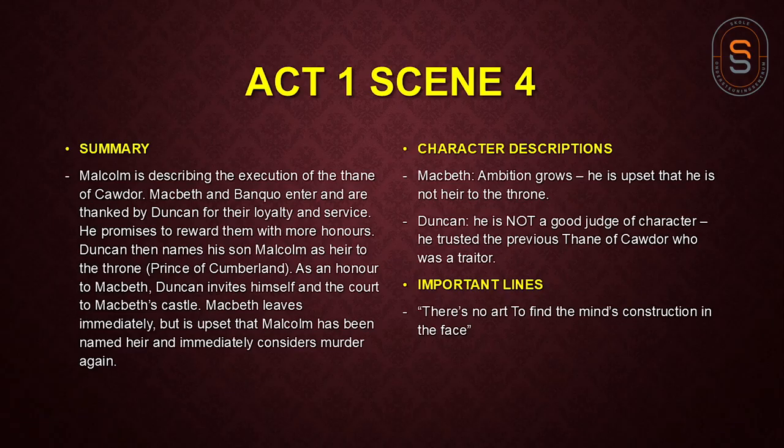Act 1, Scene 4. Now, in the summary, Malcolm is describing the execution of the Thane of Cawdor. Macbeth and Banquo enter and are thanked by Duncan for their loyalty and service. Duncan now promises to reward them with more honors. Duncan then names his son Malcolm as heir to the throne, which is Prince of Cumberland. As an honor to Macbeth, Duncan invites himself and the court to Macbeth's castle. Macbeth leaves immediately but is upset that Malcolm has been named heir and immediately considers murder again.